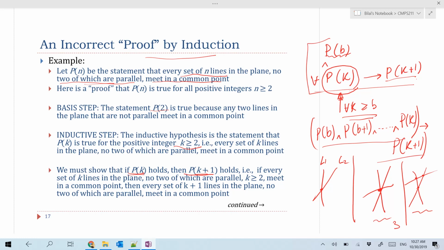So our inductive hypothesis is the following: P(k) is true for every positive integer k greater than or equal to 2, meaning that every set of k lines in the plane, no two of which are parallel, meet in a common point. And if you want to prove the property for k plus 1, it means that you want to prove that for every set of k plus 1 lines in the plane, no two of which are parallel, they meet in a common point. Good.